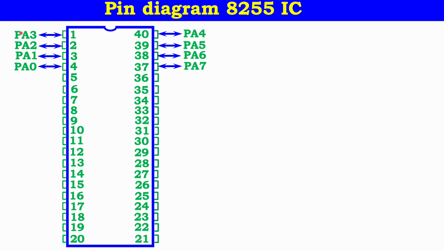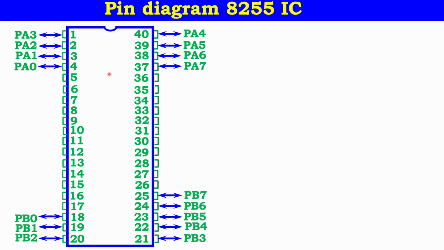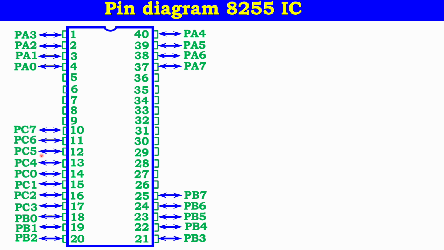Port A is represented on the top of the architecture circuit. All 8 bits of port A are connected, from A0 to A7. Similarly, port B is connected at the lower side, from pin 18 to pin 25. Now port C has an upper side and a lower side: the upper part PC7 to PC4 and the lower part PC0 to PC3 are connected. So all 3 ports are connected.